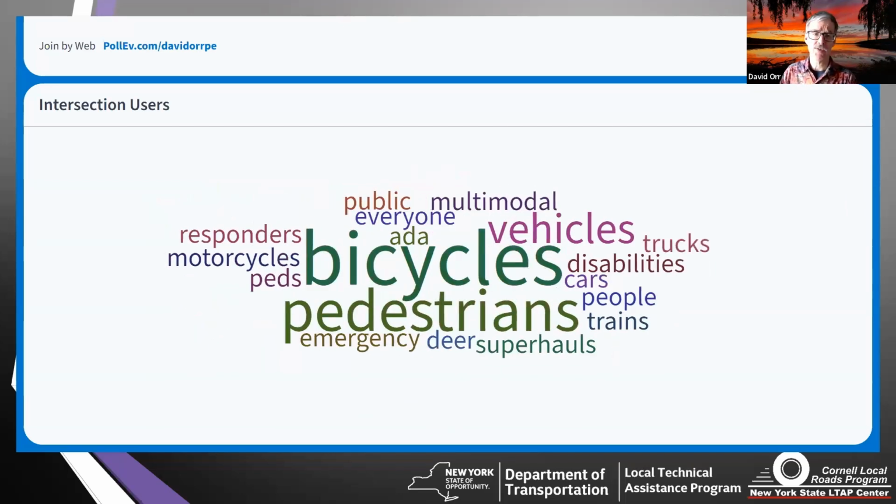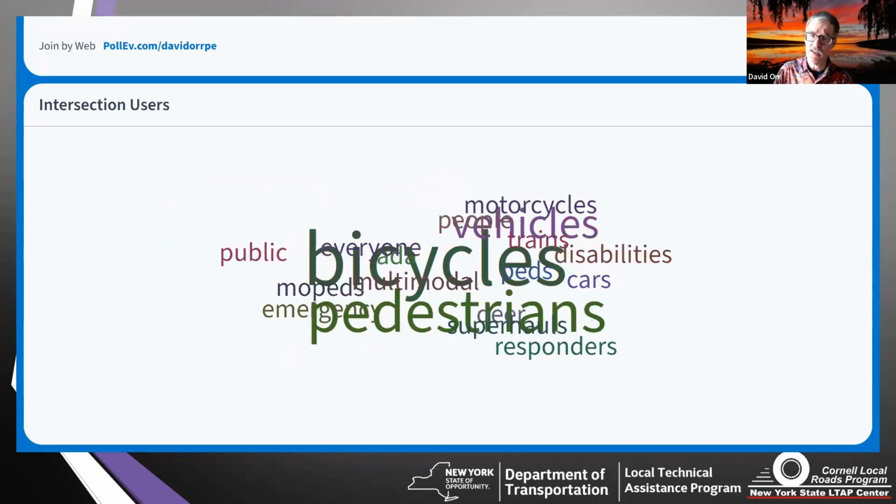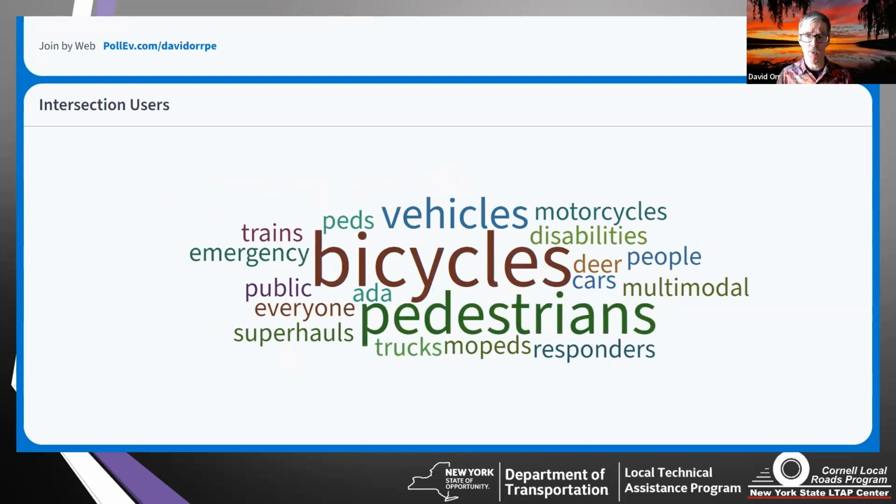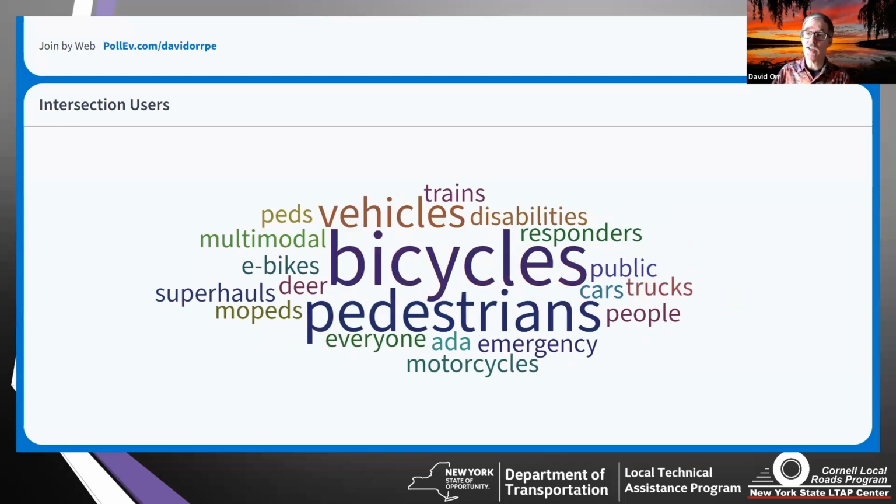Supersized trucks, semi-tractors, people with disabilities of different types, everything from people in wheelchairs to walkers, people who are colorblind could make a big difference. Trains. A train is an intersection where it crosses a roadway. We put that same brain on that says intersection when you have a train crossing. Mopeds, it's interesting.